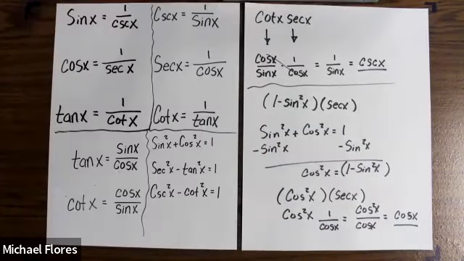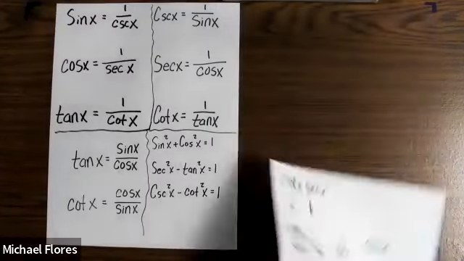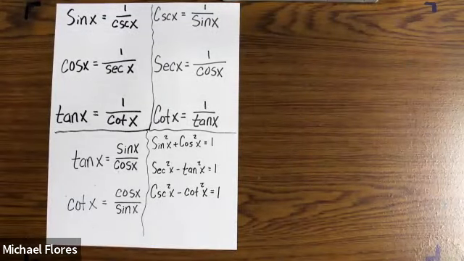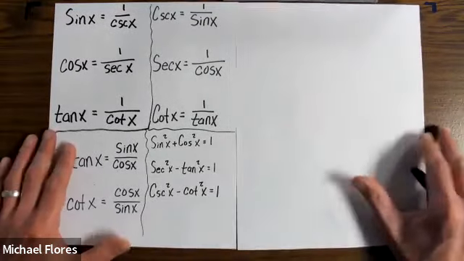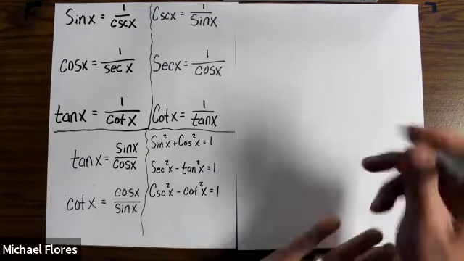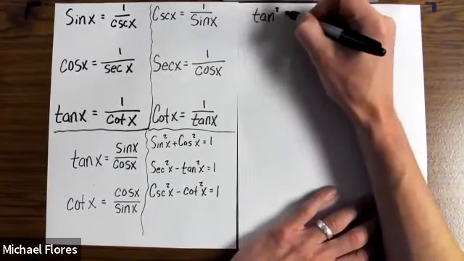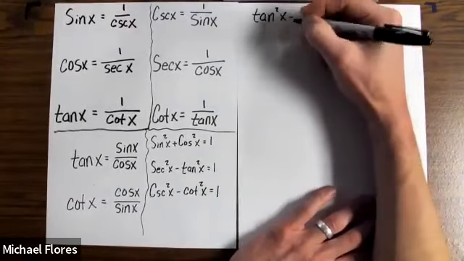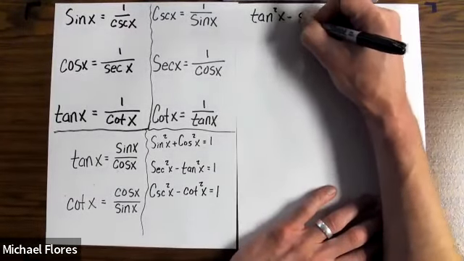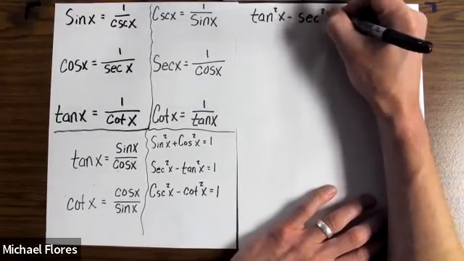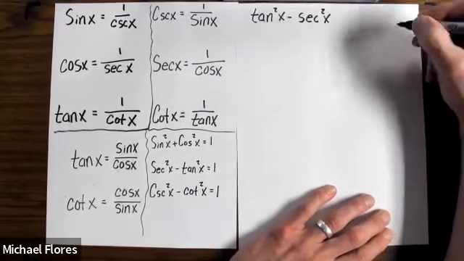Now, the next example that we have is tangent squared of x minus secant squared of x. What number is that? 29.